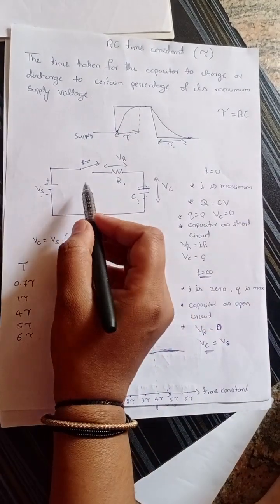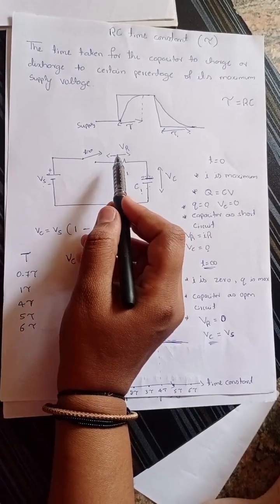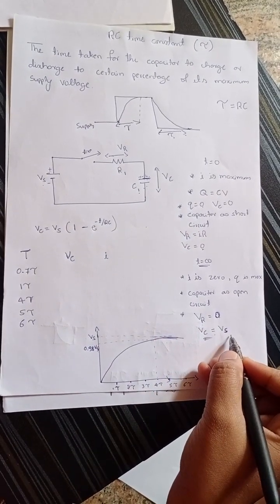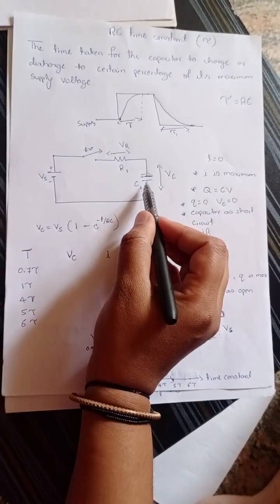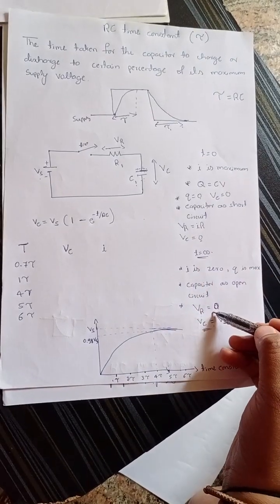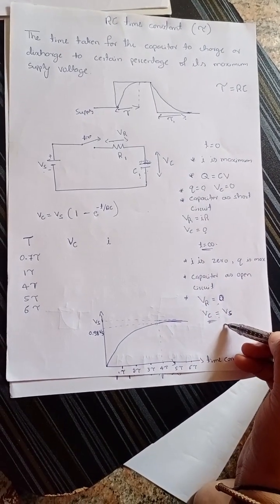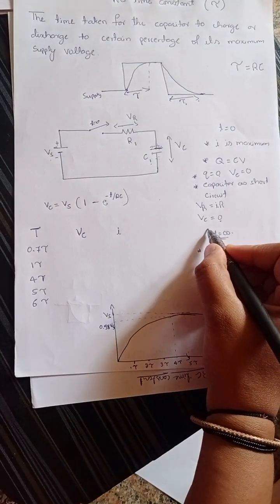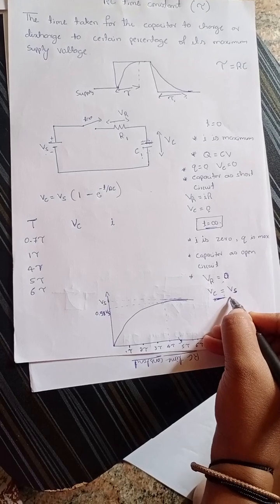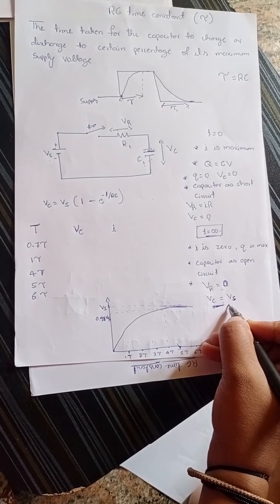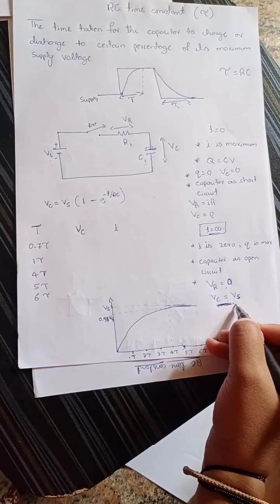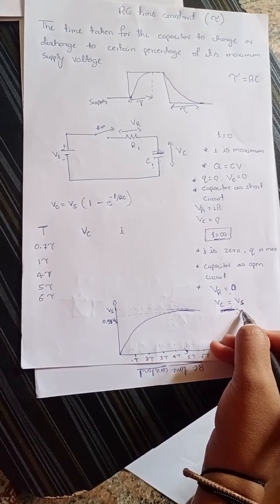At that time there is no current, which means the voltage drop across the resistance will become 0. So VR becomes 0 and VC is nothing but Vs. The capacitor is fully charged up to the supply voltage. So at t equal to infinity, VR becomes 0 and VC is equal to Vs. But we should know how much time we need to provide for the circuit to get VC equal to Vs. To find that out, we'll do a small exercise.